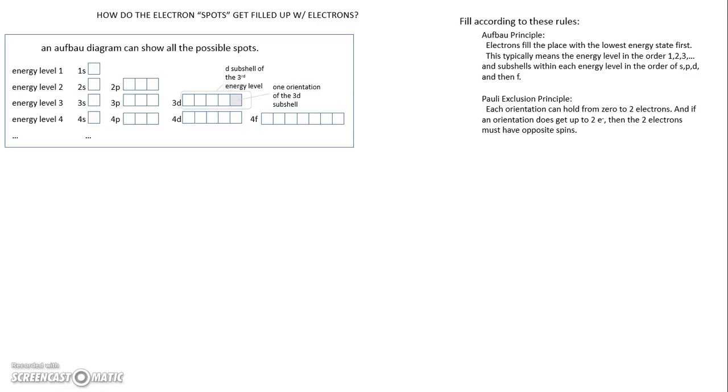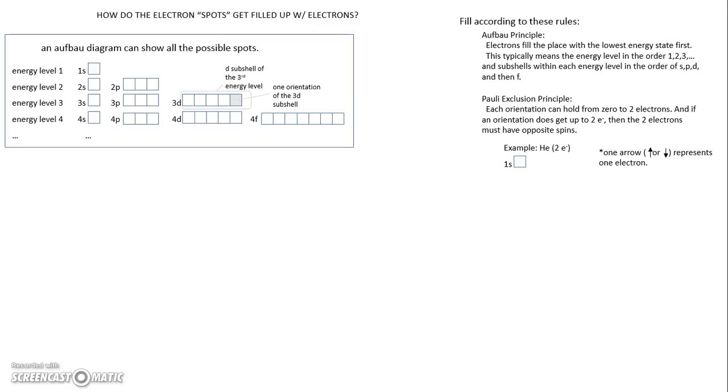What does this mean? Well, let's use the example of helium, which has 2 electrons in its neutral state. Let's put down our box, 1s, because that's the lowest energy level, and that's the lowest energy state place that the electron can go. And so then we want to fill that first.